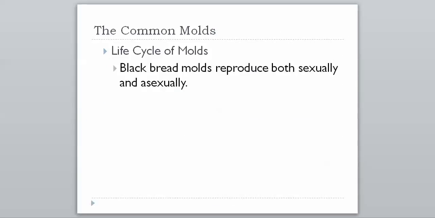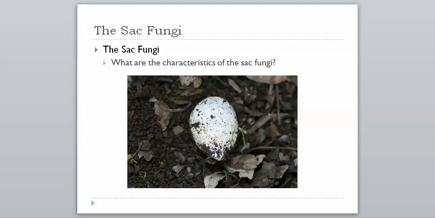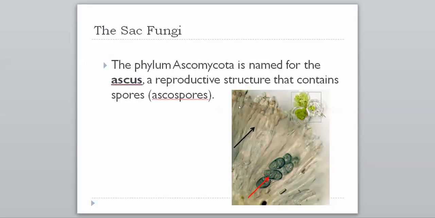That is it for the common molds. We're going to move to the sac fungi. Again, we ask the same question: what are some characteristics that they have? Their name is the ascomycota. You're not going to ever have to remember that, but it's named for the ascus, which is a reproductive structure that contains spores.